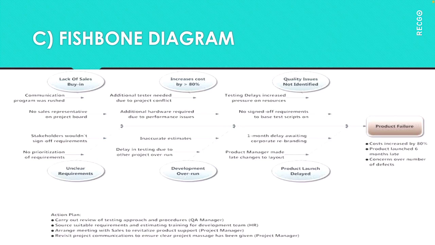Then these bones, the fishbones, represent the main cause categories. Whichever is mentioned in these boxes, these are the main cause categories. Now each fishbone category includes options, and the main reasons for these are mentioned here. They have put arrow marks for the fishbones. The communication program was rushed. The main reasons were written down for the product failure. So this shows what?